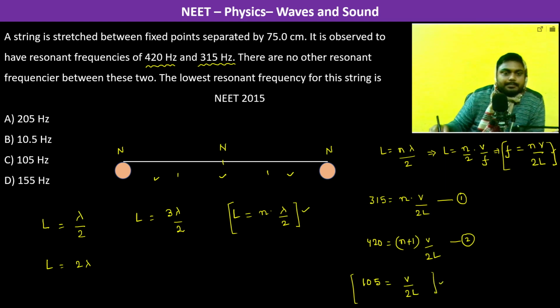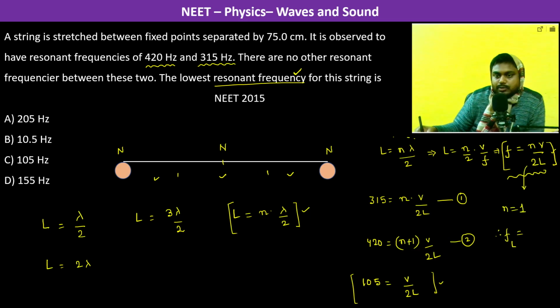Okay, now the lowest resonant frequency for this string. So the lowest is going to be how much? So we had found out this was the frequency. Now for the lowest, n should be equal to 1. So therefore the frequency of the lowest one is going to be v upon 2L, and we found out v upon 2L as 105 hertz. So therefore it's going to be simply 105 hertz.